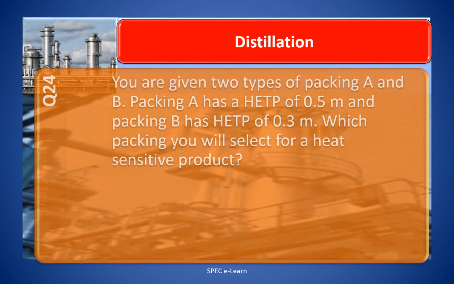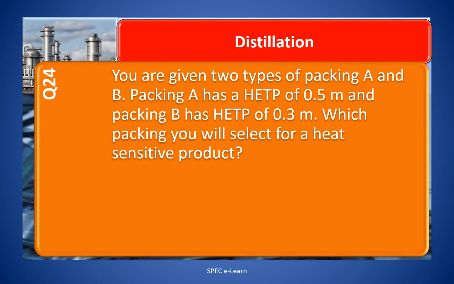Question number 24. You are given two types of packing, packing A and packing B. Packing A has an HETP of 0.5 meter, and packing B has an HETP of 0.3 meter. Which packing will you select for a heat sensitive product? Your time starts now.